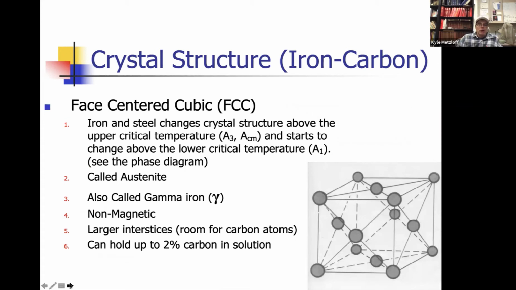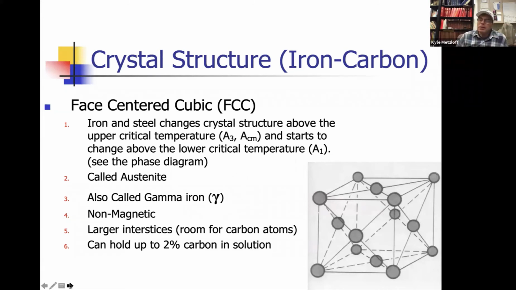Okay. So face center cubic. So when iron gets to 1333, it actually changes crystal structure. This is called an allotropic change. Okay. So an allotropic change is when it goes from one crystal structure to another one just by going through a temperature change. Okay. So the atoms literally rearrange.